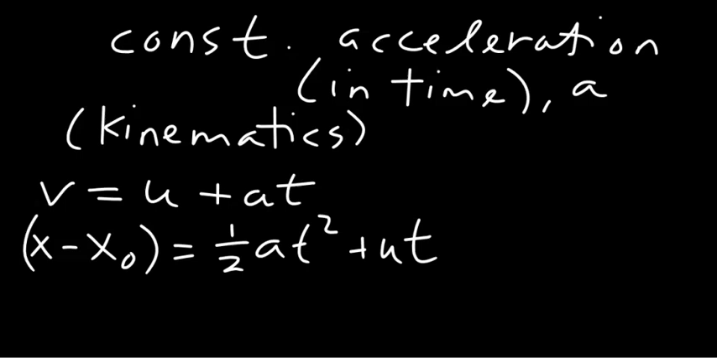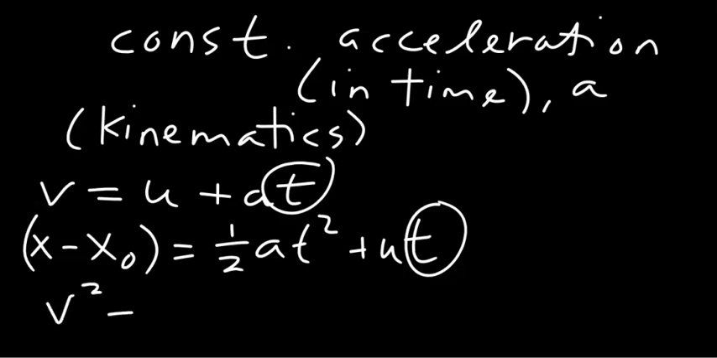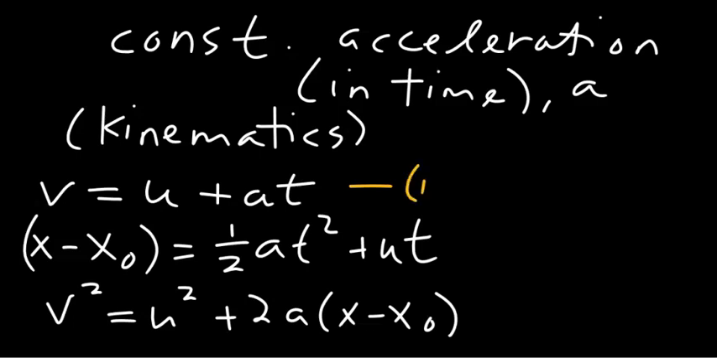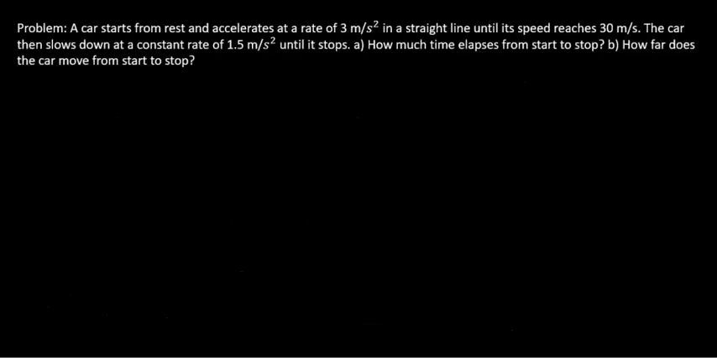And the third equation we can obtain by eliminating time using these two equations, and the resulting equation is v squared equals u squared plus 2a times x minus x naught. These are the three equations of kinematics. Let's look at the following problem.